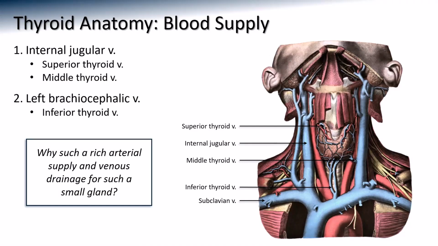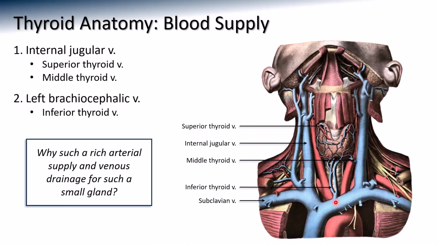Likewise, it is drained by two different veins as well. So we have drainage coming via the internal jugular vein, that's our big vein here in the neck, and that is going to collect the superior thyroid vein and the middle thyroid vein.